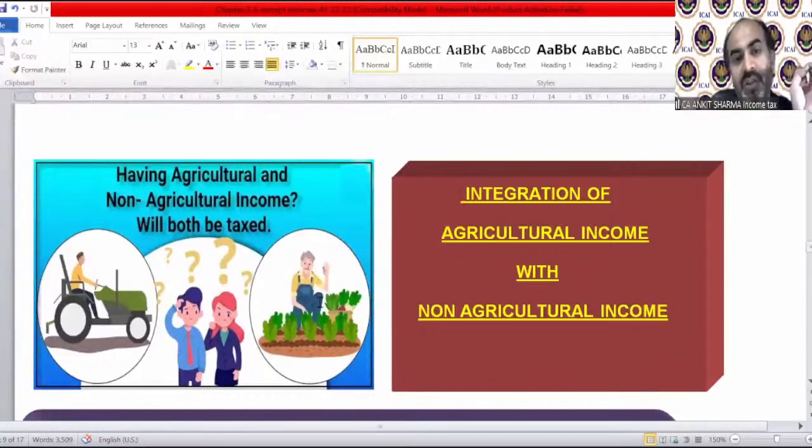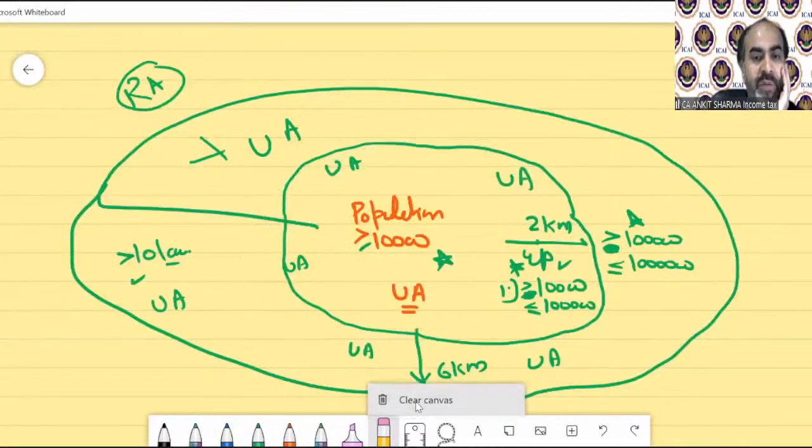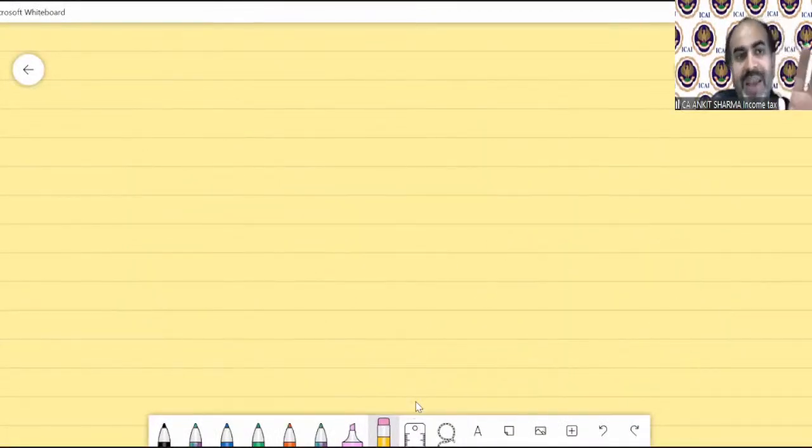So generally, what is the provision? Generally, the provision says that agricultural income is exempt from tax. This is the basic provision. If your income falls in the definition of income, there are technically 4 kinds of income. It's very simple to find out whether any income is agricultural income or not. You might ask me a lot of queries, sir, is this income agricultural or not, is that income agricultural or not. So let me give you a very easy trick to find it out. All your questions will be solved by one trick.